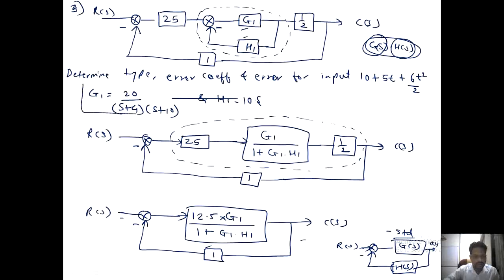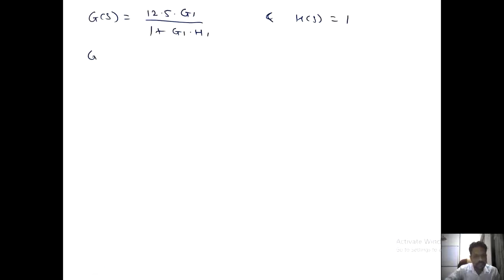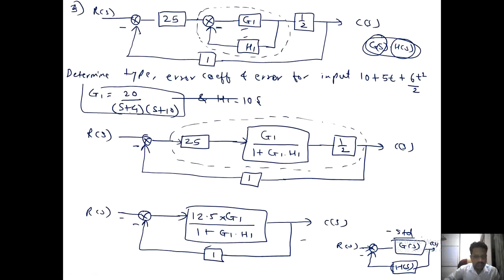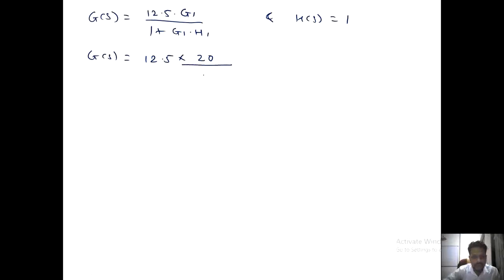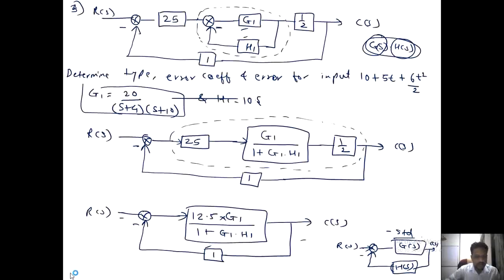Yes, here G1 is 20 by s plus 4 s plus 10. So let us put it. Okay, so G of s is 12.5 as it is into what is G1? G1 is 20 by s plus 4 s plus 10. And what is the value of H1? It is 10s.